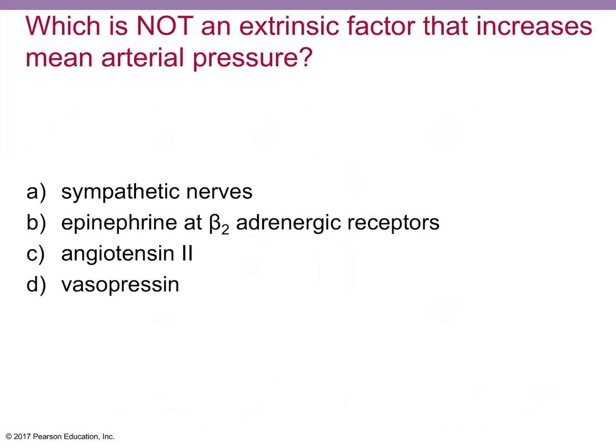All right, and let's do some review questions. Which is not an extrinsic factor that increases mean arterial pressure? Okay, so the answer is letter B. If you remember, this is a little detail, but you should know it. Alpha and beta adrenergic receptors will have opposite effects.